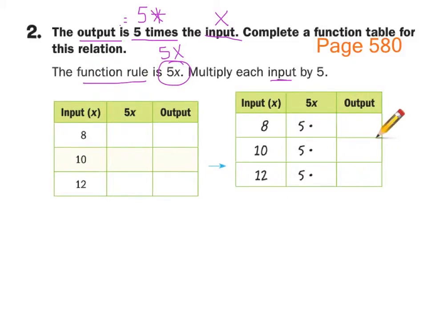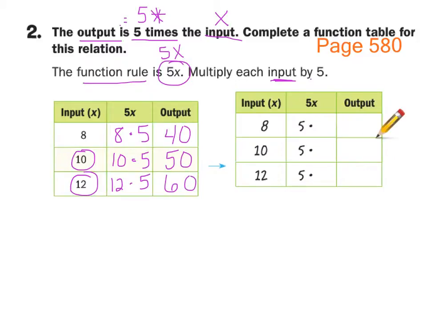So we're going to take every input and multiply by 5. If they give us 8, we're going to take that times 5 and get 40. If they give us the input of 10, we're going to take 10 times 5 and get 50. And if we put in 12, 12 times 5 is 60. So again, our input is x, and then we have our output, which is our dependent variable.